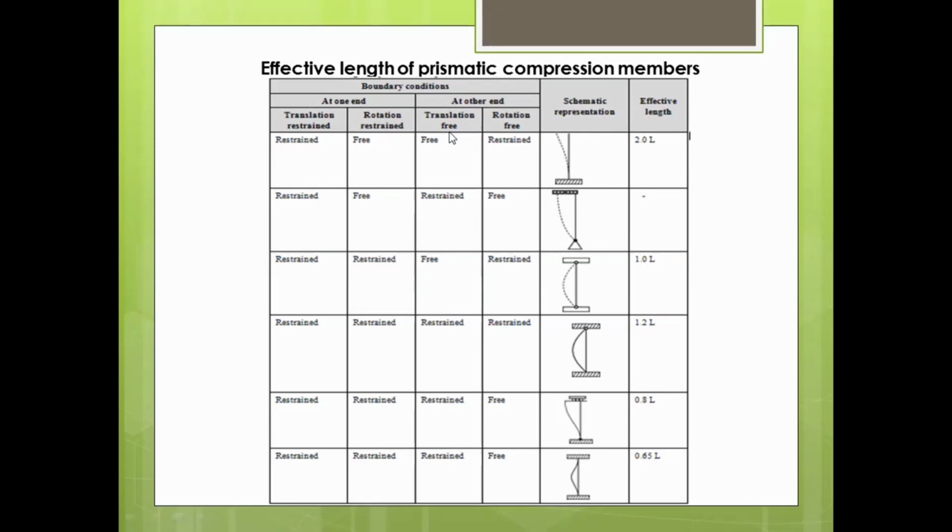I hope this is clear to all of you, and you will come to know when to refer to this particular table while designing the problems. So I will come to those points as and when required.